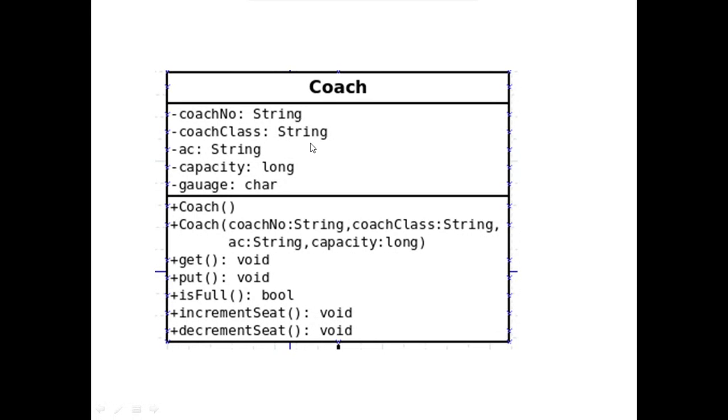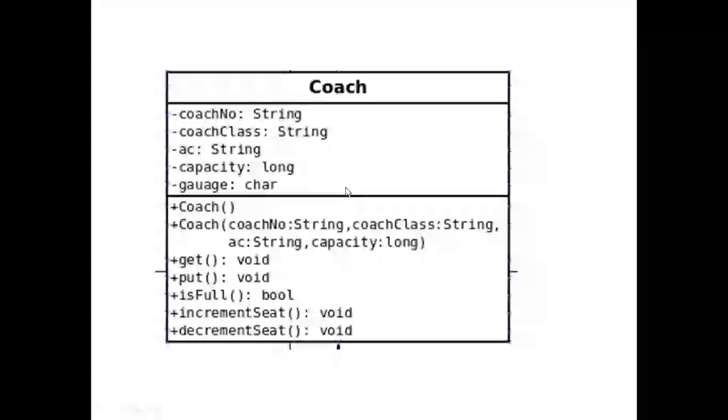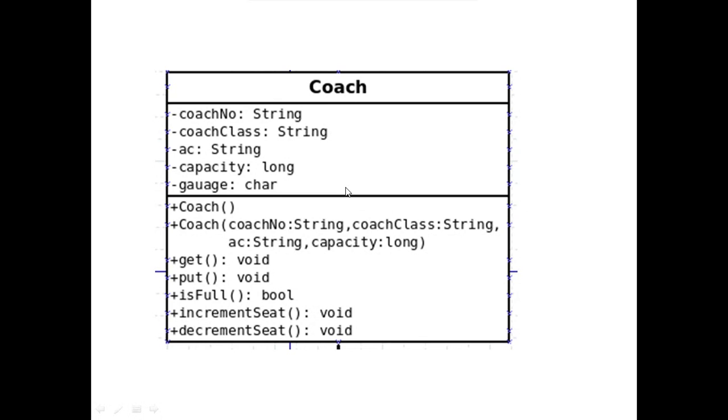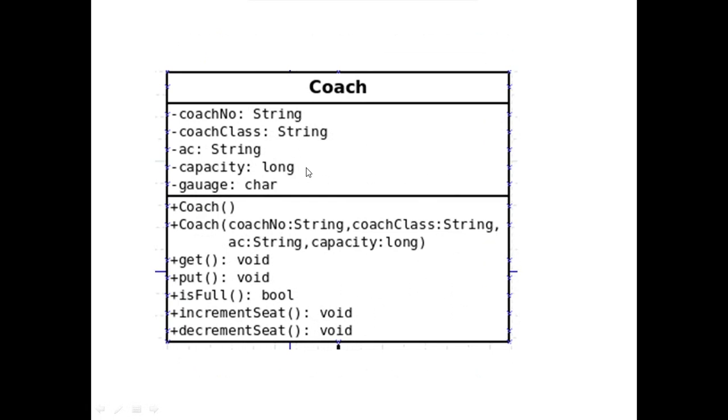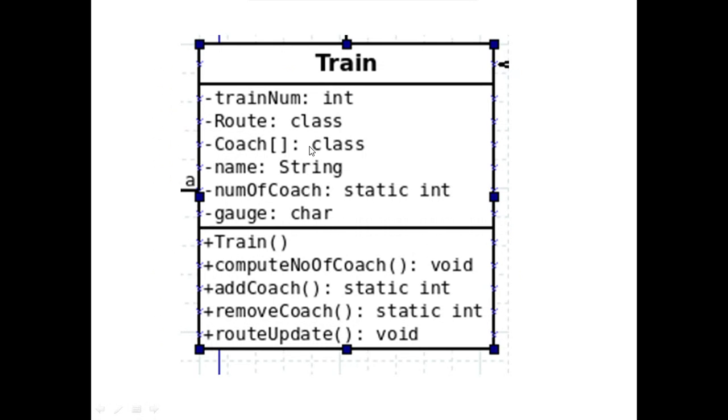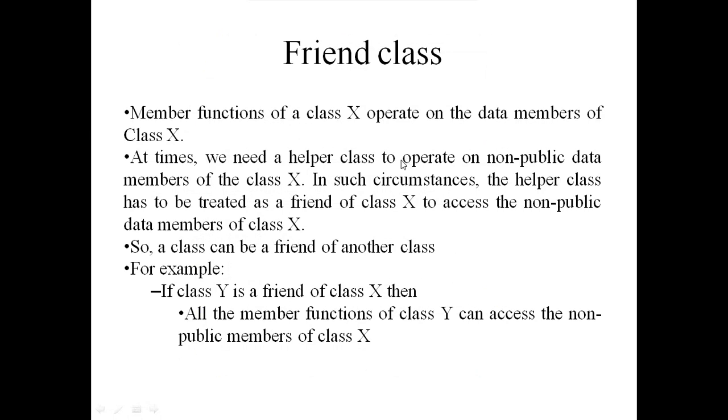So what we can do is make the train class a friend of the coach class. That is the idea. The train class will become a friend of the coach class, so that it can access all the data members. But it is not the other way around. That is, the coach class cannot access the private data members of the train class, right?